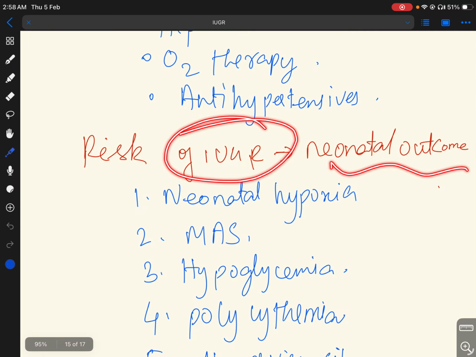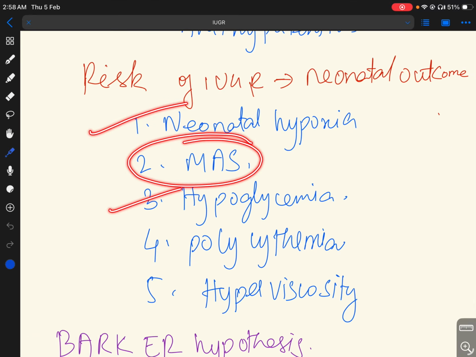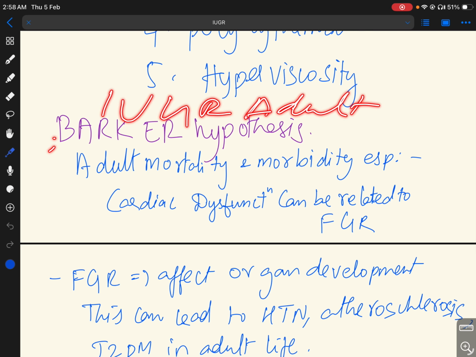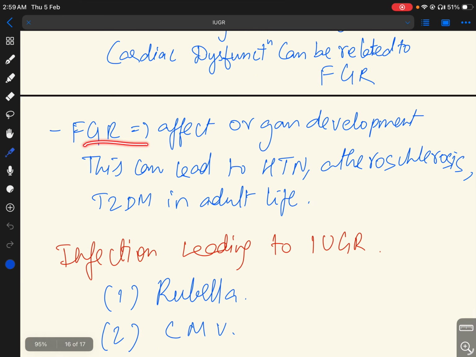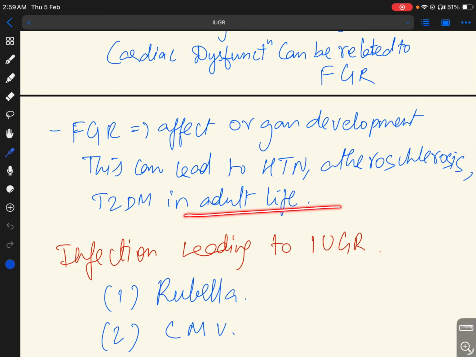So, what are the neonatal outcomes of IUGR? Neonatal hypoxia, meconium aspiration syndrome, hypoglycemia, polycythemia, and hyperviscosity. How can IUGR affect adults' life? That is Barker's hypothesis. In adults, mortality and morbidity are proportional to the cardiac dysfunction that can be related to fetal growth restriction. Fetal growth restriction affects organ development. This can lead to hypertension, atherosclerosis, and type 2 diabetes mellitus in adult life.